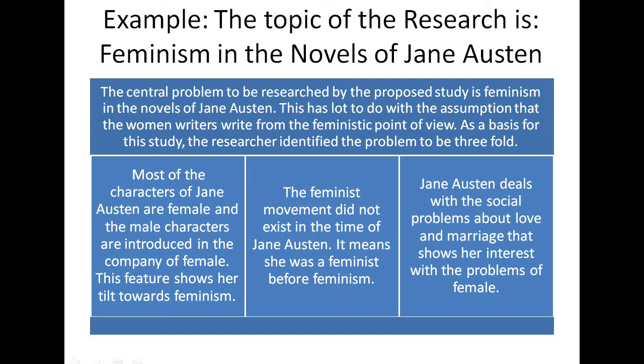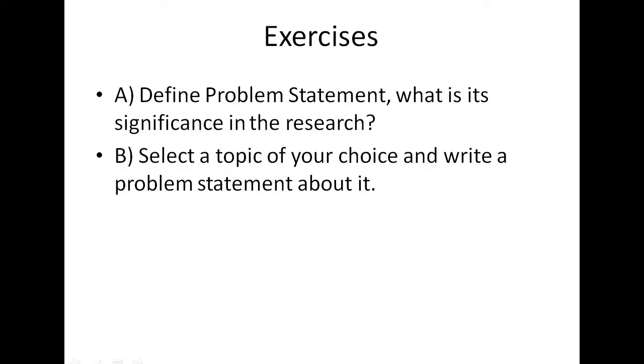The feminist movement did not exist in the time of Jane Austen. It means she was a feminist before feminism. Jane Austen deals with the social problems about love and marriage that shows her interest with the problems of female. So this would be our problem statement.